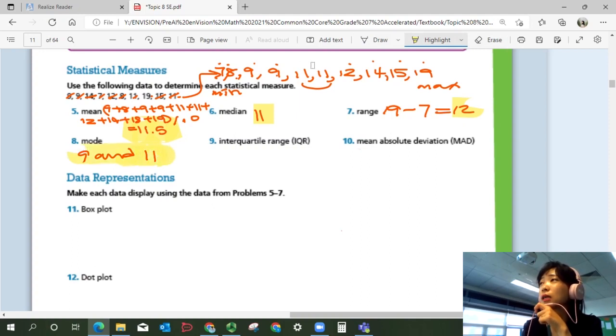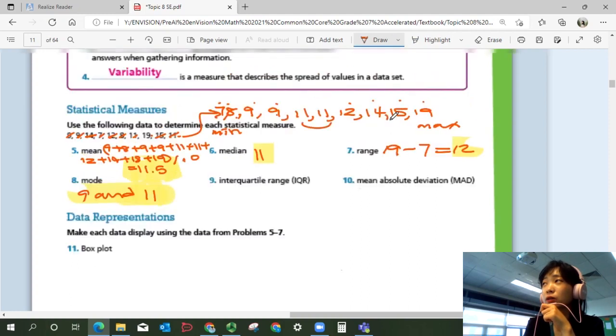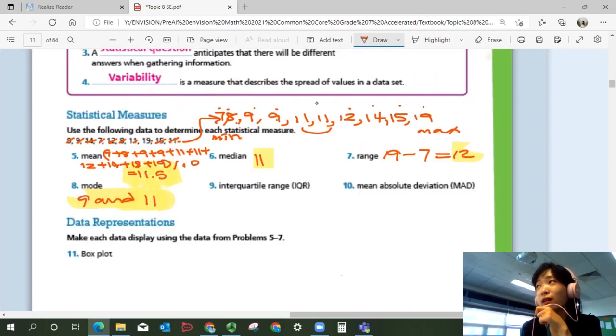All right, number 9, interquartile range. So in order to figure out the interquartile range, you need to draw the box plot of this. How do you find the box plot? By figuring out your medians and your quartiles. So your median will be 11. Okay, median is 11. What is your first quartile?